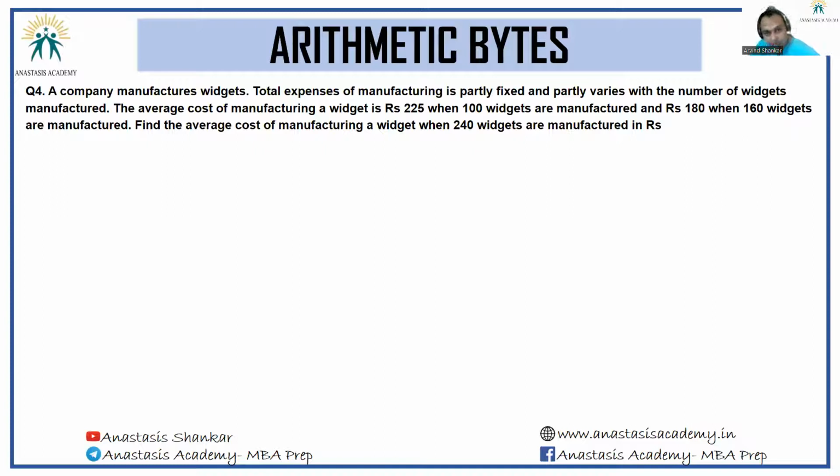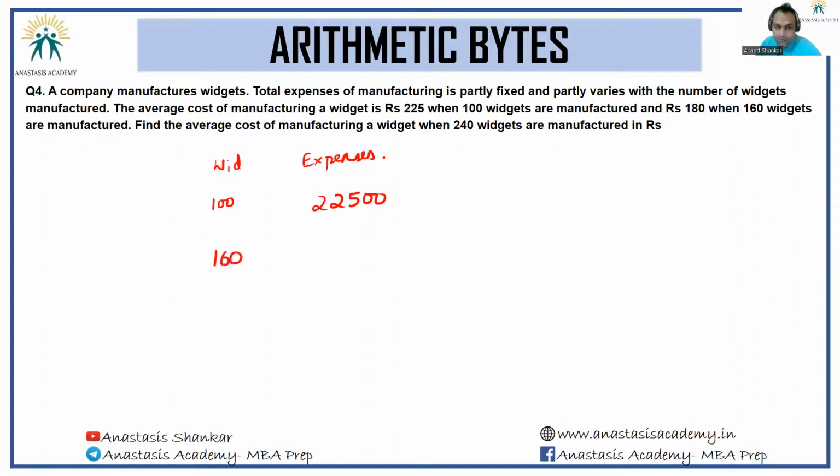A company manufactures widgets. Total expenses of manufacturing is partly fixed and partly varies with the number of widgets manufactured. The average cost of manufacturing widget is rupees 225 when 100 widgets are manufactured. Now see, there is this beautiful relationship when it comes to variation, part fixed and part varying. Can I say when the widgets are 100, the total expenses, not per unit, total expenses is 22500, and rupees 180 when 160 widgets are manufactured.